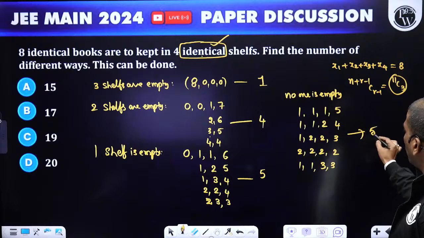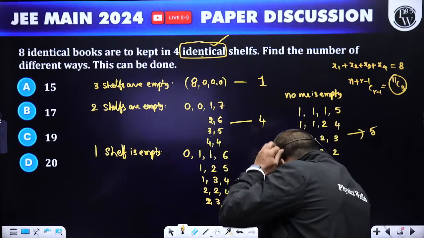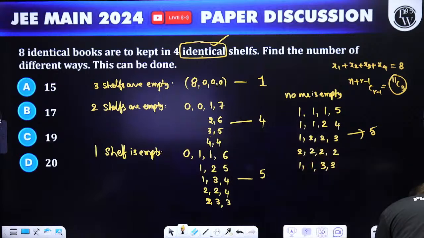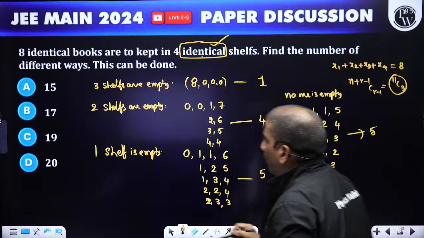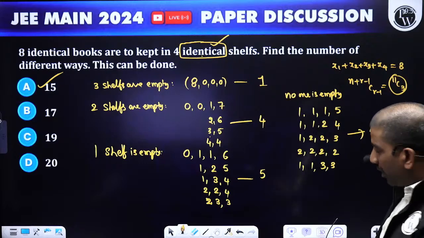These are the 5. 5, 5, 10, 10, 14, 1. So 15 is the right answer. Right? But this is a method what we need to write.